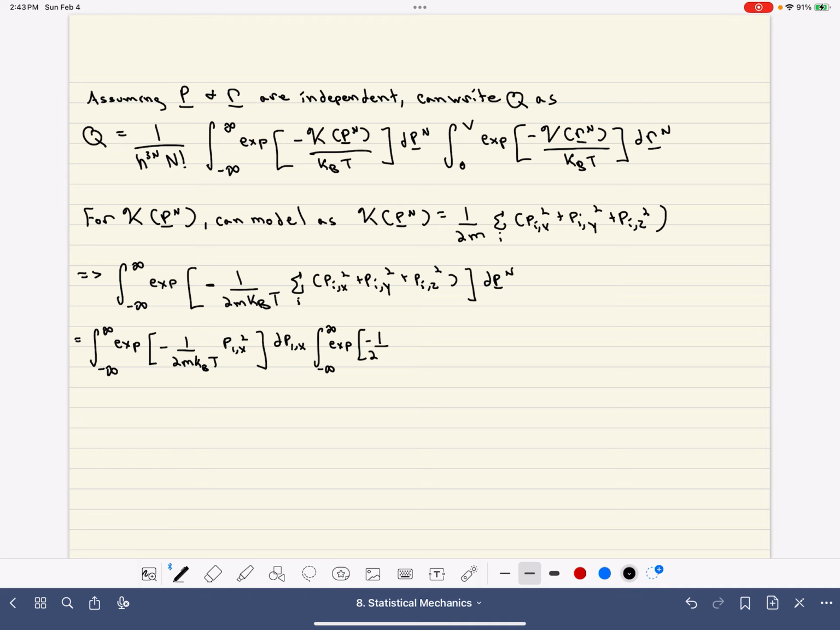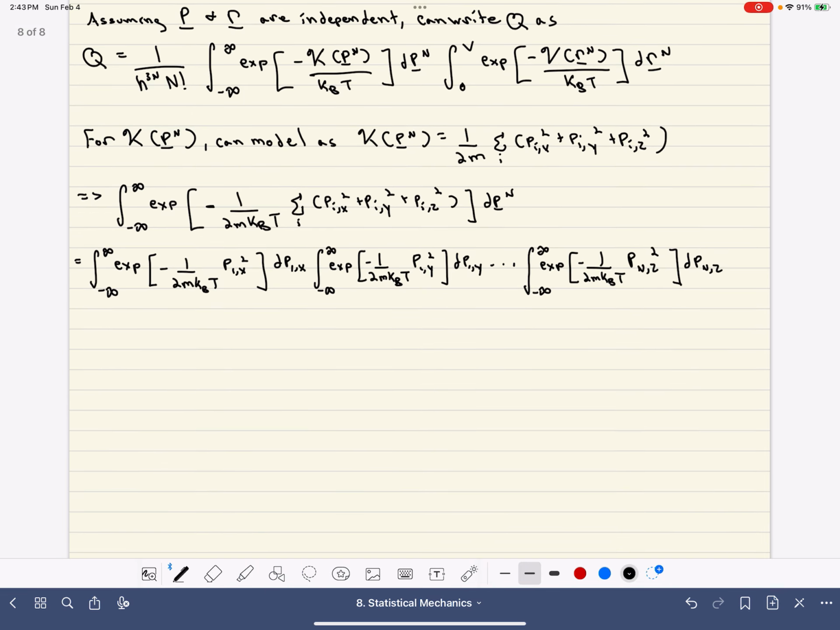Negative 1 over 2m kBT p_1y squared dp_1y. Then of course we have a lot of integrals, and in the end we're going to have negative infinity to infinity exponential of negative 1 over 2m kBT, p of the nth particle in the z direction, its momentum squared, dp_nz. So we've expanded this.